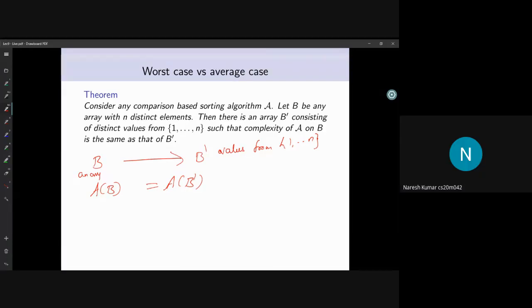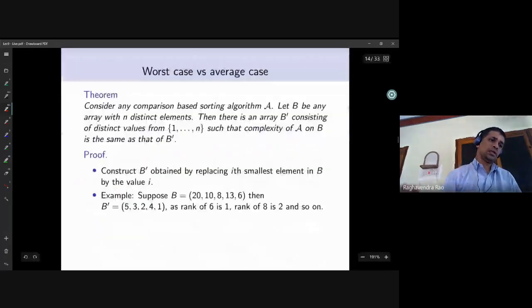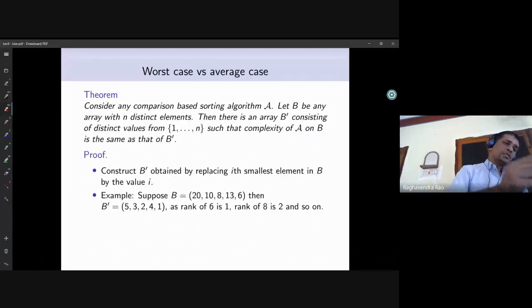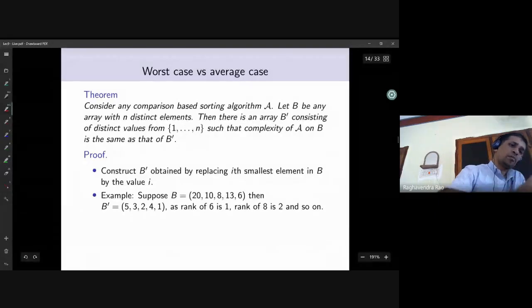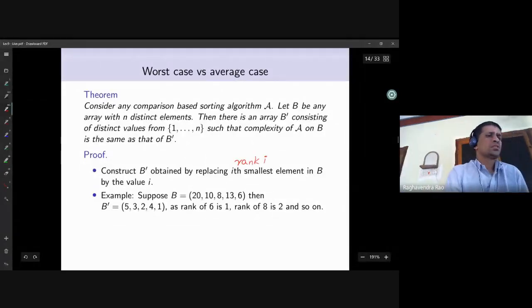So the construction is just one line. We construct B prime from B by replacing the ith smallest element, or in formal terms, the element of rank i in B, by just the value i. That's it. Replacing the element by its rank.